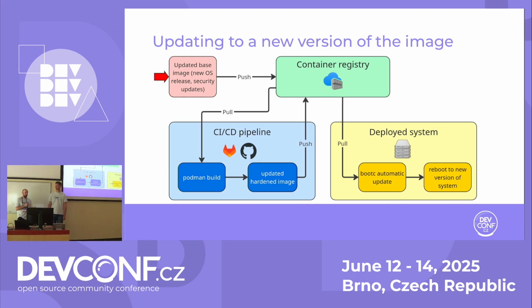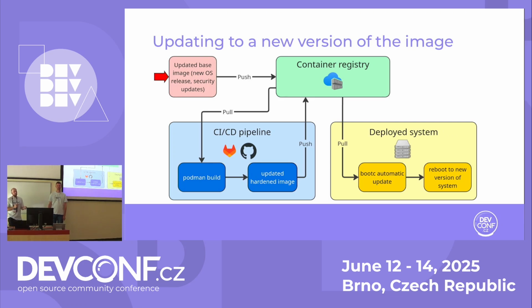It pulls the base image. It applies your custom configuration for your deployment, plus it also includes the OSCAP command, which does the security hardening. You build the container image. You can additionally test it, so you make sure that everything works as expected, and then you push it into the container registry. And that's it from your side.